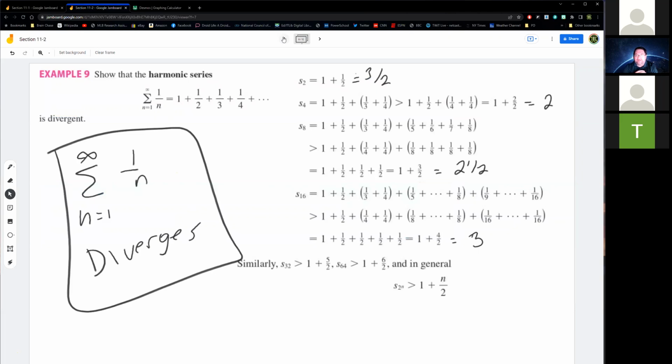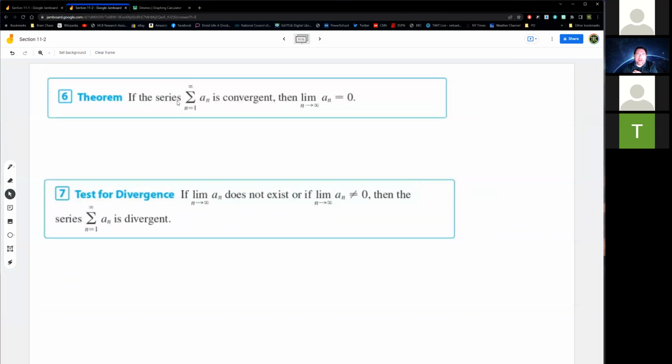And it's not true because of this, the harmonic series. Because what's the limit as n goes to infinity of 1 over n? 0. But this diverges. So this direction is true. If the series is convergent, then I know that limit has to be 0. But the converse is not true. So you can't just reverse those to help you out.